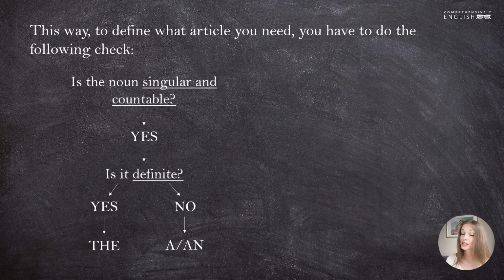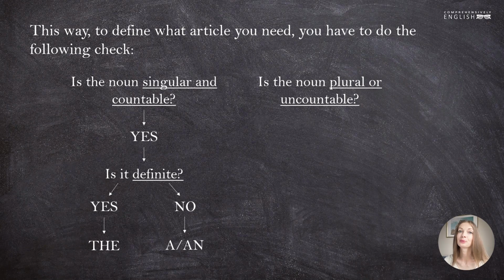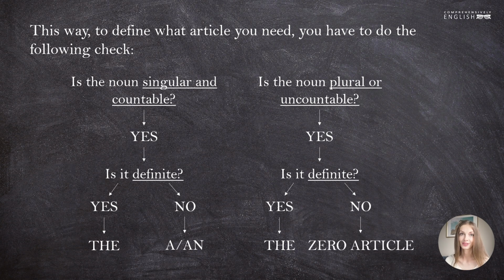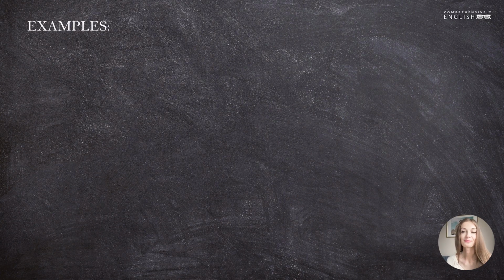And the second step, you should ask yourself, is the noun you're dealing with plural or uncountable? If the answer is yes, we should ask ourselves again, is it definite? If it is definite, we use the. If it is not definite, we use the zero article. That is, we purposefully omit any articles. Let's see how this works using examples.